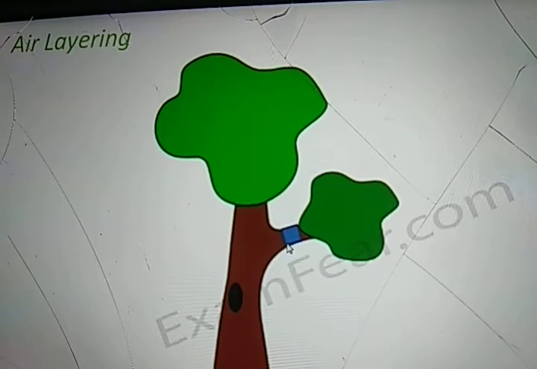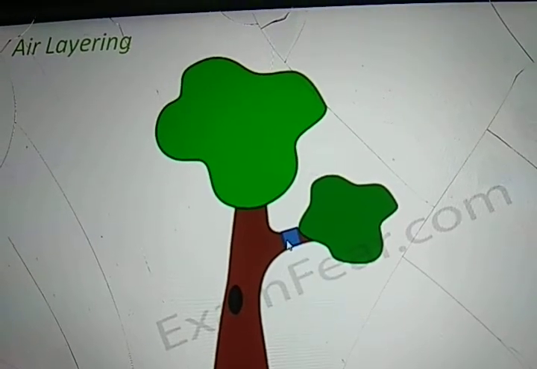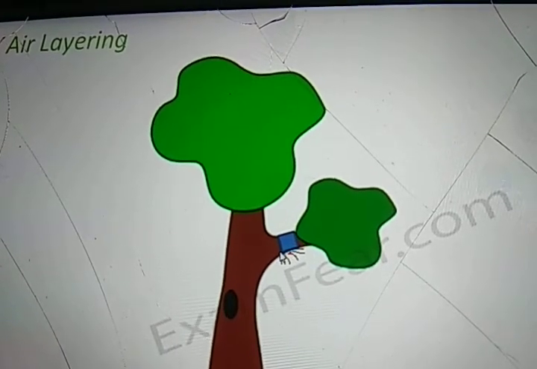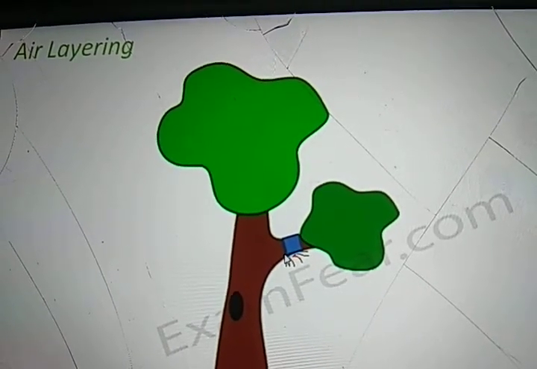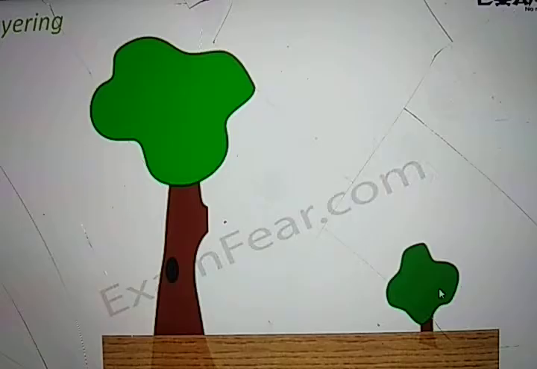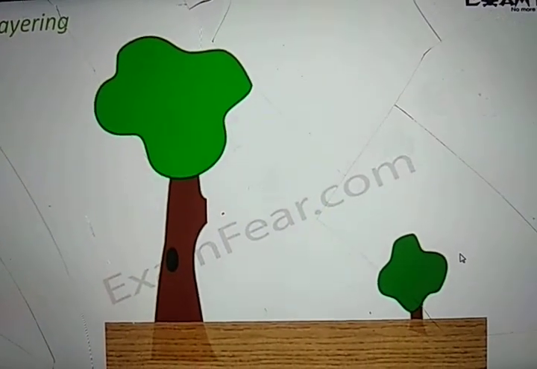After some time, what you observe is new roots starting to develop from this part, which are required for growth, whether it is water, minerals or nutrients. So roots start to develop here. Once roots have started developing, this new plant is detached from the parent plant. So we have cut it from here and then we got a new plant.